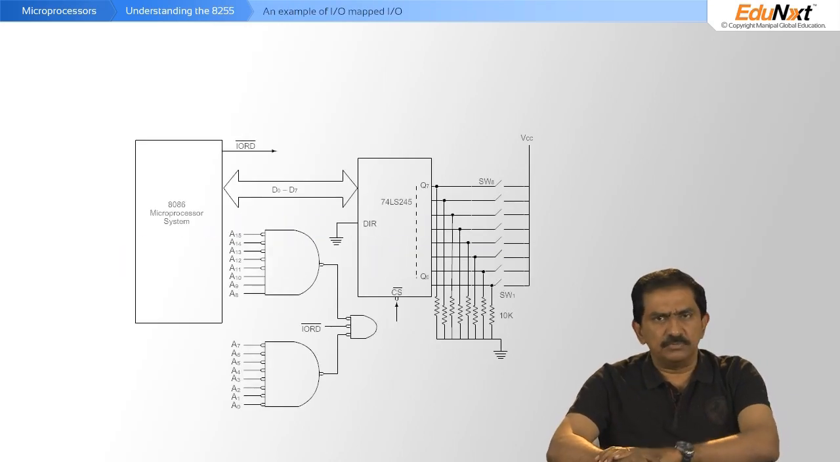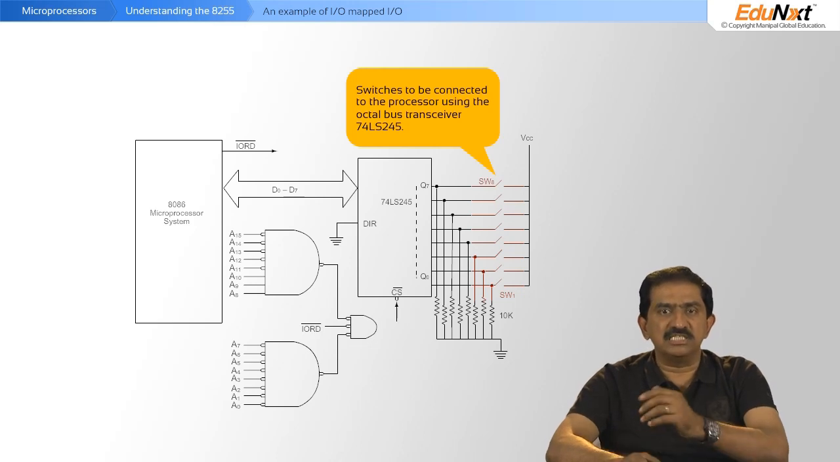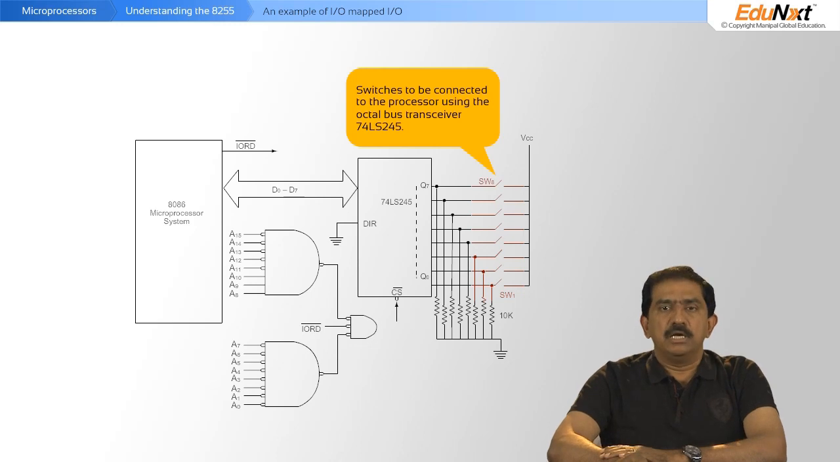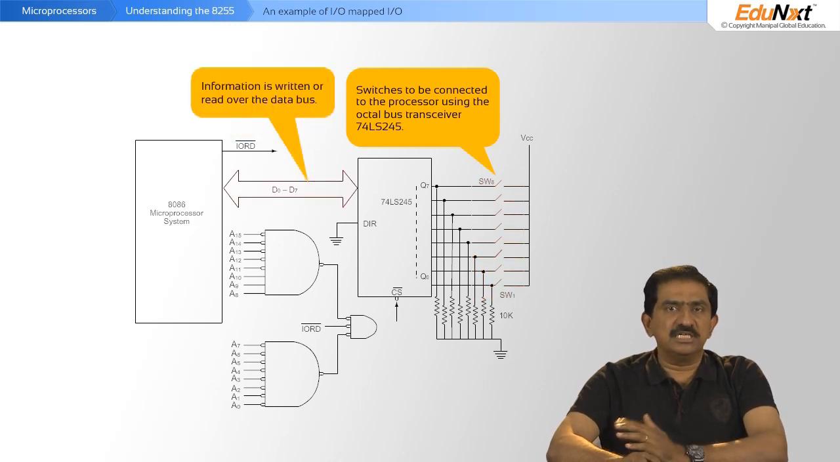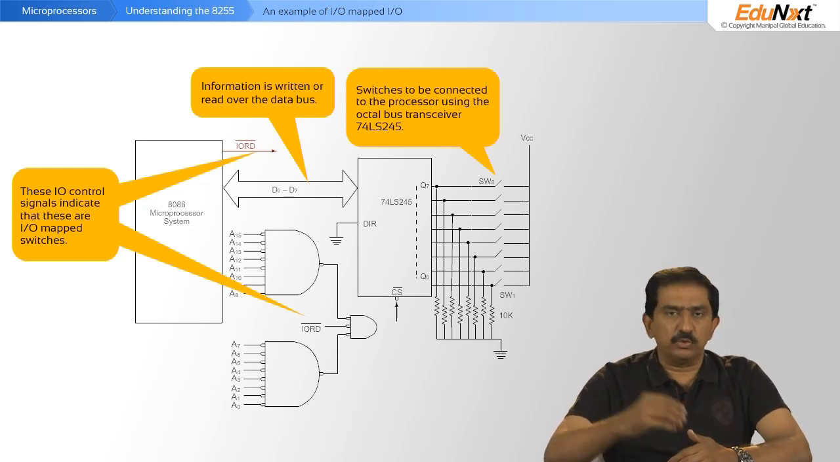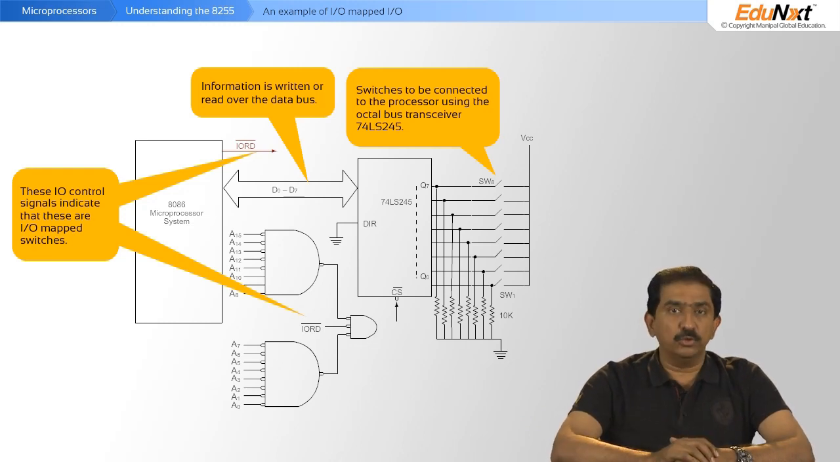This is an example of an IO mapped IO. What you see now here is a set of keys that are connected to the processor using an octal bus transceiver, the 74LS245. This information is written or read over the data bus, right? That's what we said earlier as well. The IO read signal is active in this case because this is an IO mapped IO. So whenever you wanted to read the status of the switches, you needed to activate IO read.